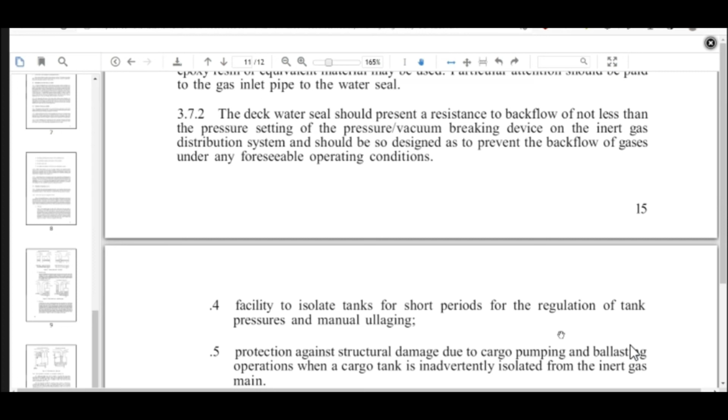Now there is also a semi-dry type. The semi-dry type is slightly complicated in design. Let us have a look at them one at a time.